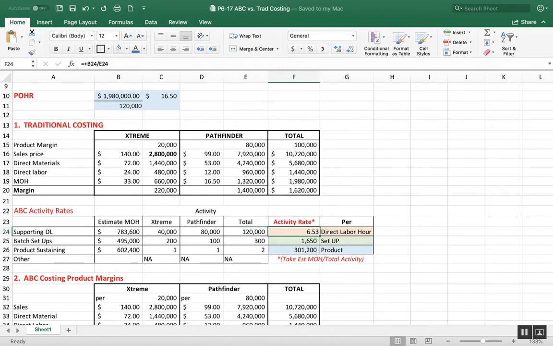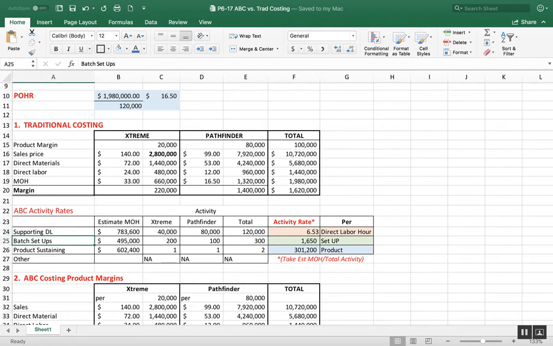You can see my formula over here. It's simply B24 divided by E24, and you come up with $6.53. What does that mean? For every direct labor hour, there will be $6.53. So depending upon how many units they manufacture, that's the number here. So you can see this is very detail oriented.